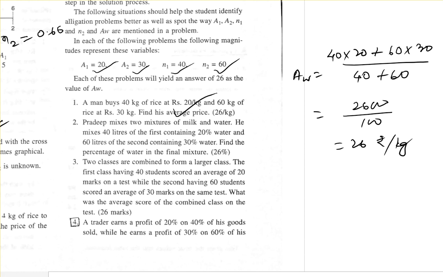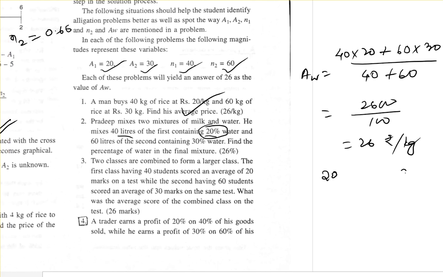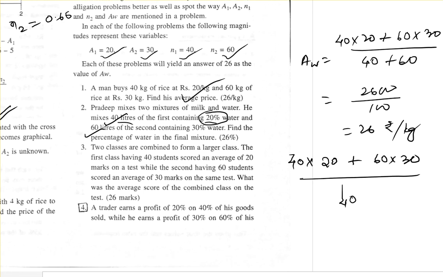Pradeep mixes two mixtures of milk and water. He mixes 40 liters of the first containing 20% water. So concentration is the thing whose average is to be found out. So 20 and 30 are the main values and the average will obviously be in between these two. N1 and N2 is the quantity, 40 liters and 60 liters. So 40 into 20 again plus 60 into 30 by 40 plus 60 once again. The answer will be the same, 26.